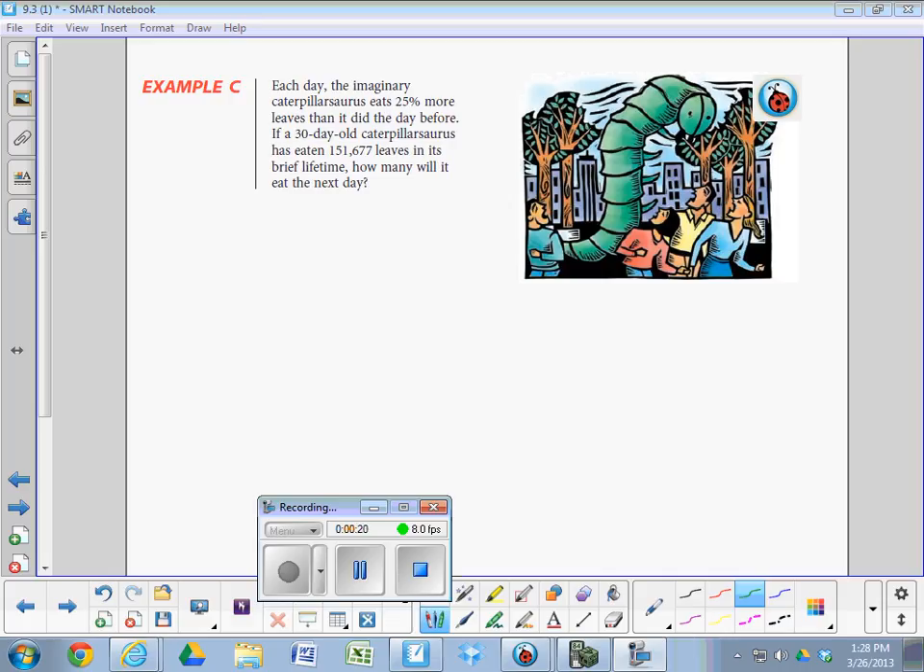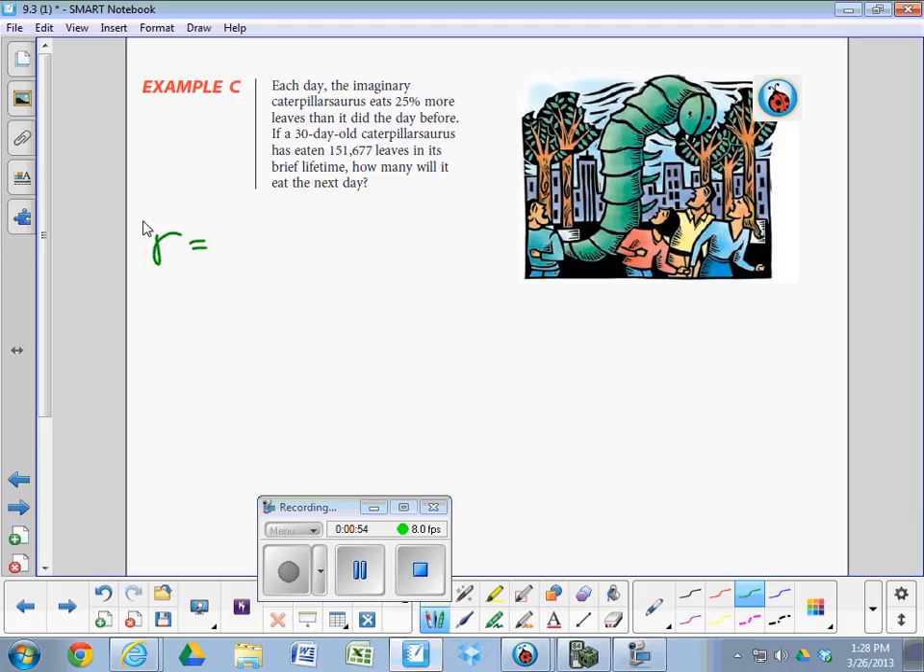So of all the things we know about this Caterpillarsaurus, would you say it's of the species Arithmetici or Geometricis? Why? Right, it's not increasing its leaf consumption by the same amount. It's a percentage, right? It's eating 25% more every day. How do you figure out, first of all, then, what R is if it's eating 25% more?